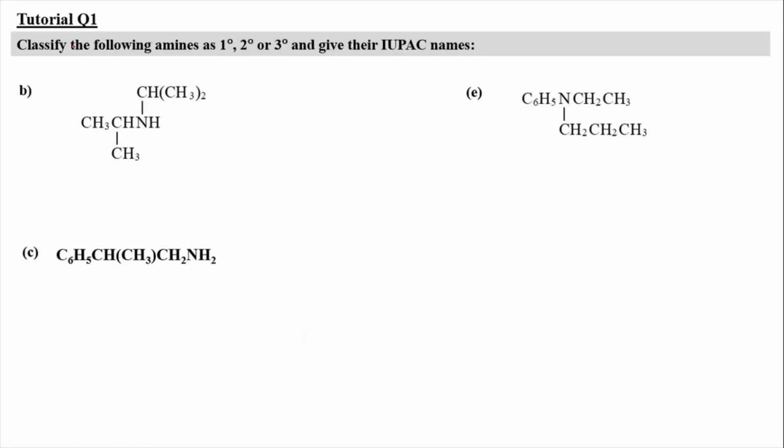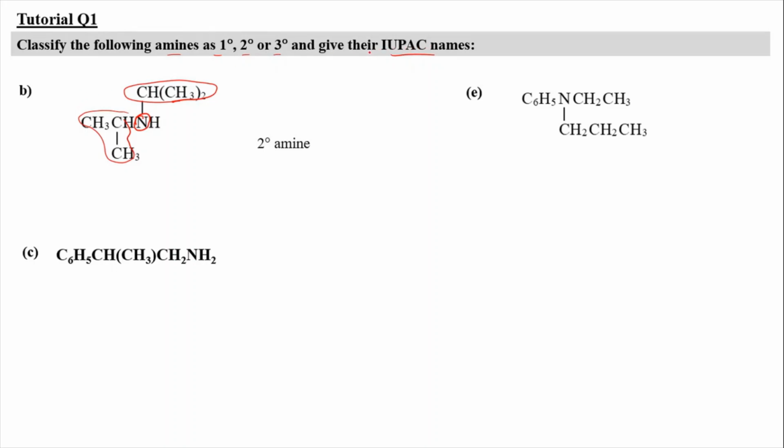For tutorial question 1, we have to classify the following amines as primary, secondary or tertiary and give their IUPAC names. For the structure 1b, we were given this structure here. In order to classify the compound, we have to look at the nitrogen atom here. The nitrogen here is attached with 1 and 2 alkyl groups, and therefore this amine is going to be a secondary amine. Now we're going to give their IUPAC name.